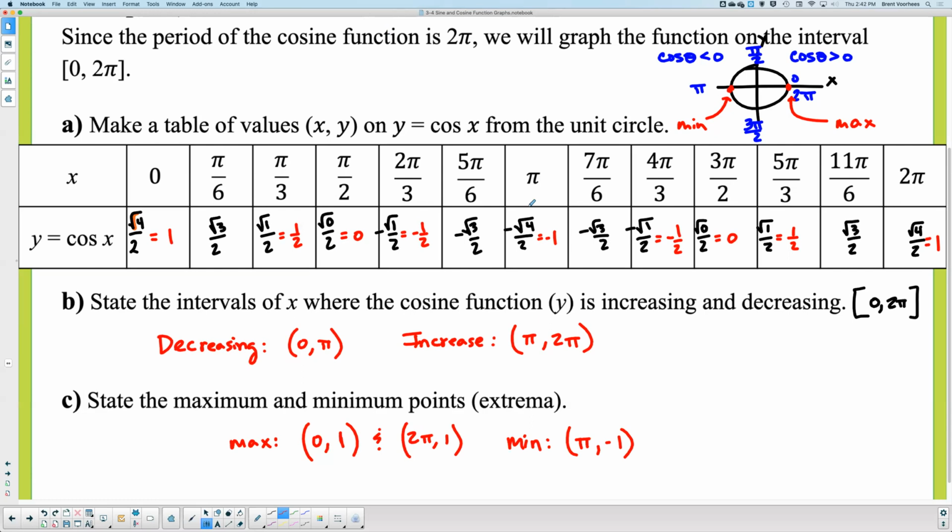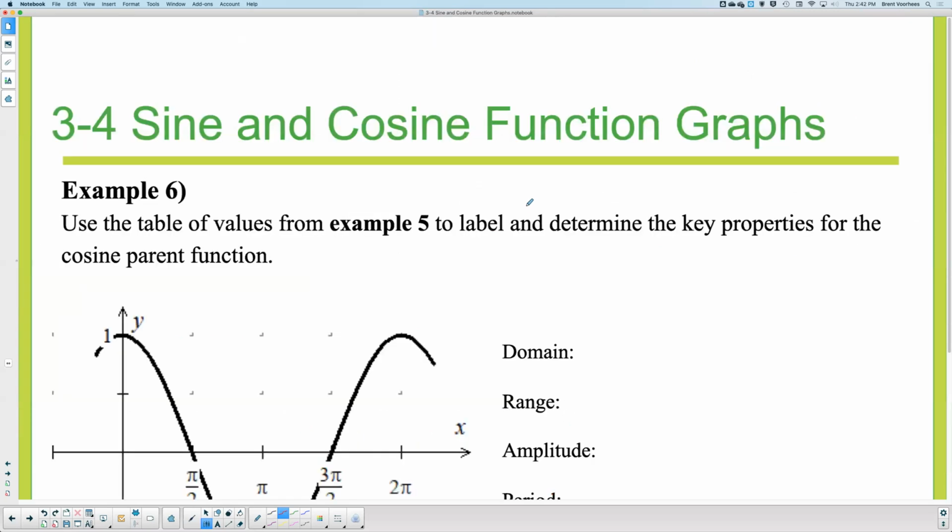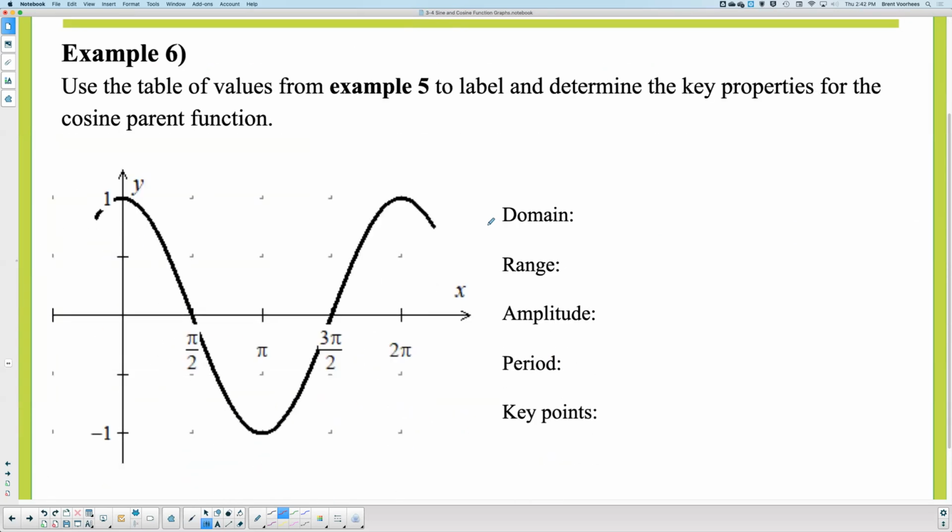All right. We've seen that now a bunch of times. Let's label this graph. Key points. We just said there's 2 maximums. Here's one, here's the other. These were our maximums. This was the 0, comma 1. This one would be 2 pi, comma 1.